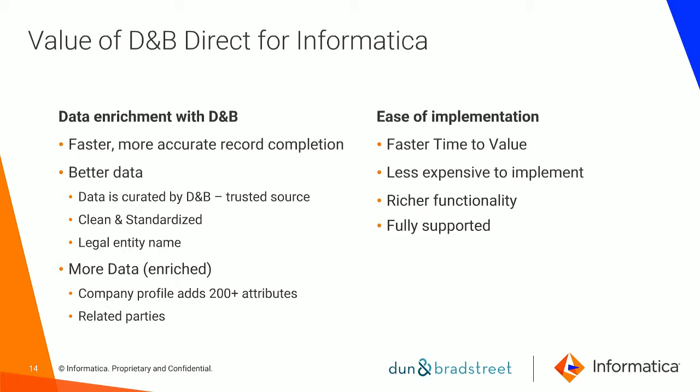So let's just talk a little bit about the data that's available through this integration. From a data enrichment perspective, you'll see faster, more accurate record completion, so better data. This is Dun & Bradstreet's pre-mastered commercial content from a trusted source across our tens of thousands of data sources. We've cleaned and standardized it, and we end up with the legal entity name. So it's not just the address of a company, but it's the business identity of that company and some context about that organization and where they sit within a corporate hierarchy. So the company profile here adds over 200 attributes, including those related parties.